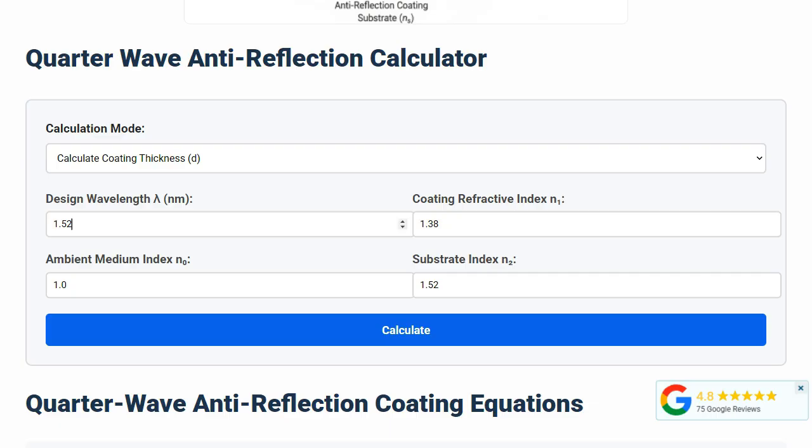The calculator will determine the optimal refractive index for your anti-reflection coating using the geometric mean formula and calculate the required physical thickness of the coating layer. The results show you the ideal coating parameters to achieve minimum reflection at your target wavelength.